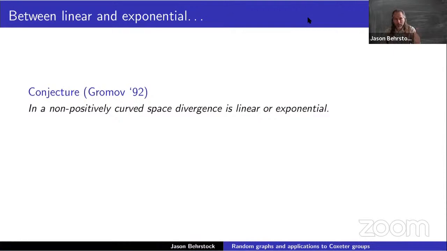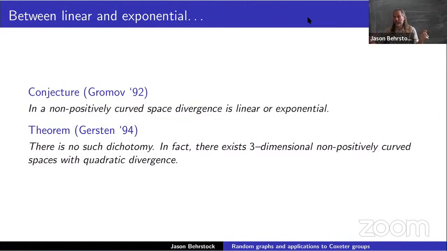So Gersten, about two years later, found a counterexample. He said there's no dichotomy. In fact, he constructed some very explicit three-dimensional non-positively curved space that had quadratic divergence. So he found some explicit examples. But it still left open the question of, well, what exactly are the examples? Are there many of them? What do they look like?